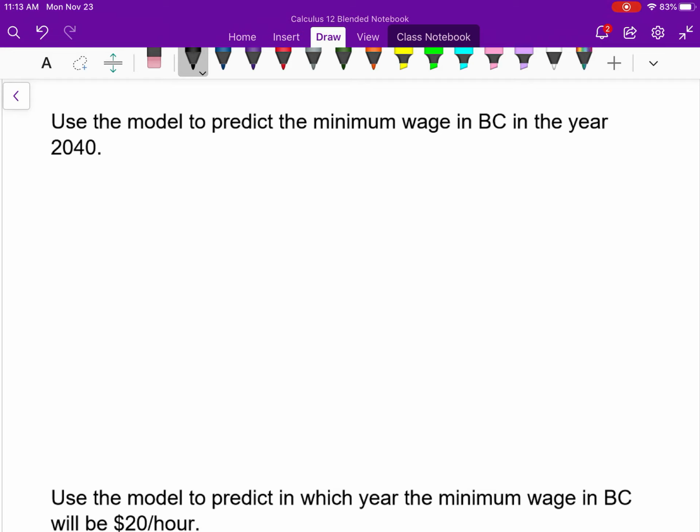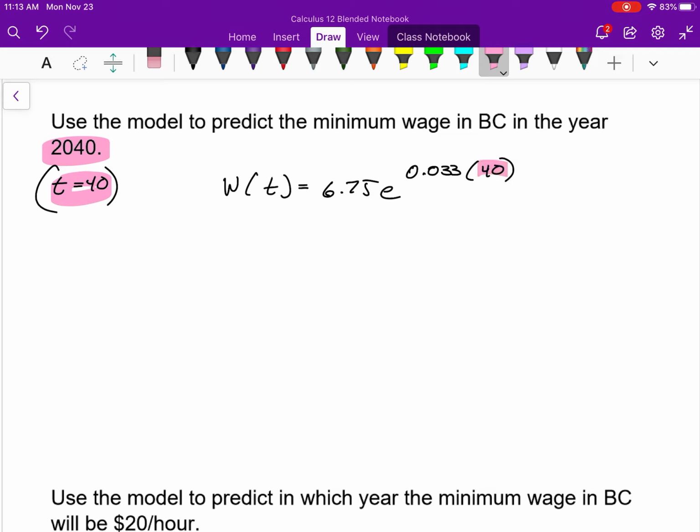So for this, the year 2040, that means I want t to equal 40 in my equation because t represents years from 2000. And so I'll say w of t equals just my equation. And that's it. And you go to your calculator, should get about 25.27, which represents $25.27 per hour. That's the model. That's the prediction.